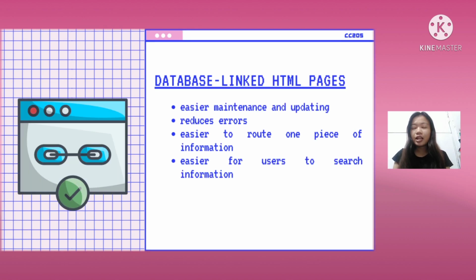Database link HTML pages. Many organizations have experienced difficulties in maintaining and updating websites which attempt to store large amounts of intricately linked and fast-changing information. It makes easier maintenance and updating and reduces errors. It makes it easier to route one piece of information, such as our weather forecast example, onto multiple web pages or even onto multiple websites.